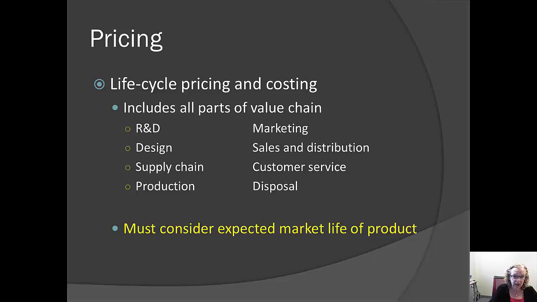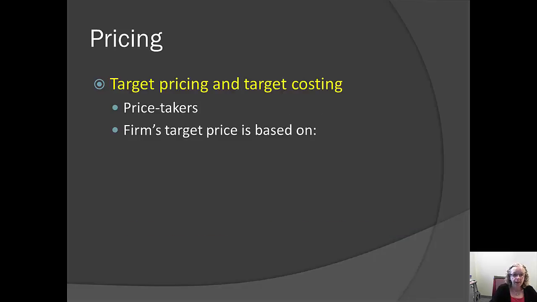We also need to think about how long that product is going to last, so that we can spread out these life cycle costs over the revenues that we make during the period of time when our product is marketable. Another issue is target pricing and target costing.